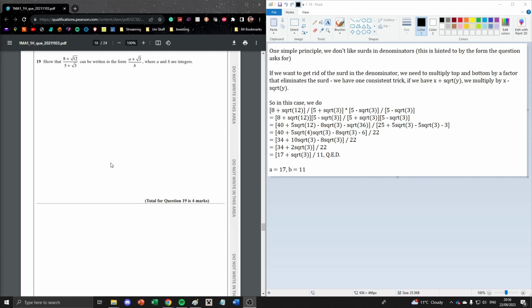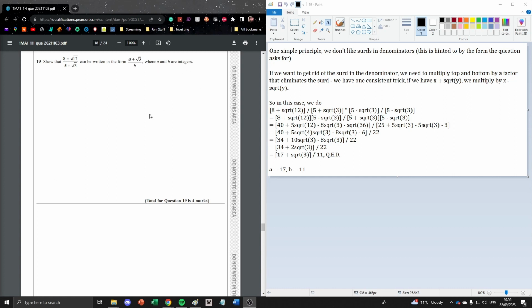Question 19 is mostly about surds, but has a little bit of fractions involved. So we're given this fraction 8 plus square root 12 over 5 plus square root 3, and we're asked to rewrite it in the form a plus square root 3 over b, where a and b are integers.